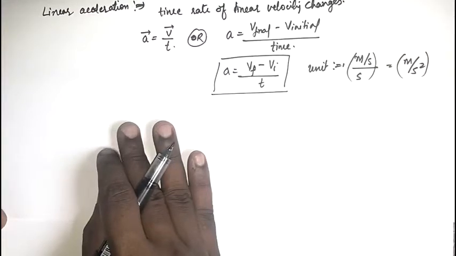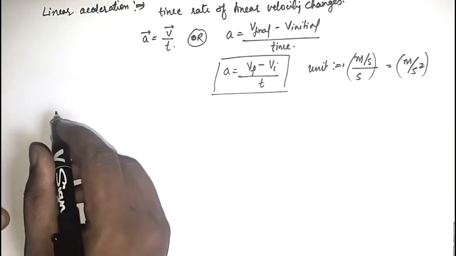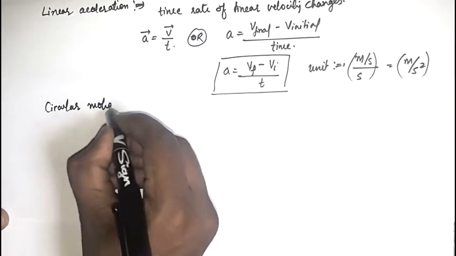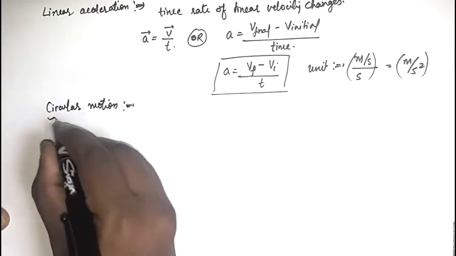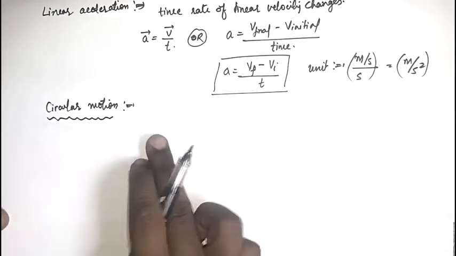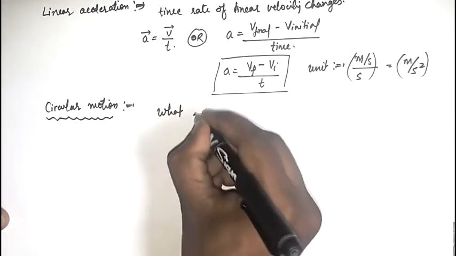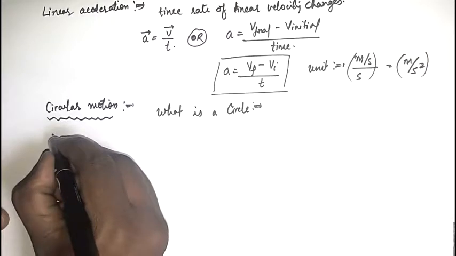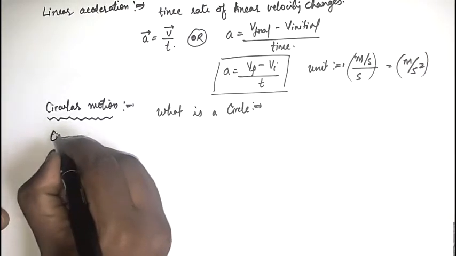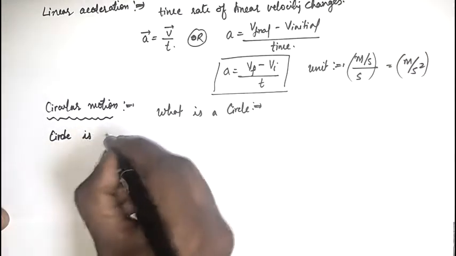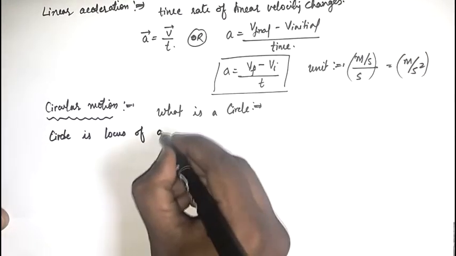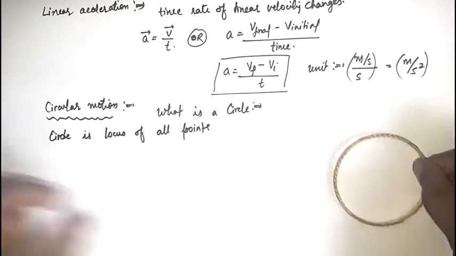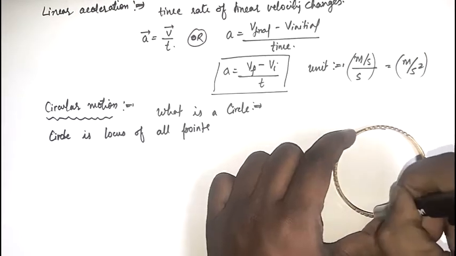Moving further, we have to discuss circular motion. After discussing linear acceleration, we will first define what a circle actually is. Our next question is about circular motion, and the question is: what is a circle? Because before defining circular motion, we must know about a circle. The first question that arises in the mind is, what is a circle? A circle is actually a locus of points, or a set of points. So first you need to know what a locus actually is. A circle is the locus of all points which are equidistant from a fixed point.